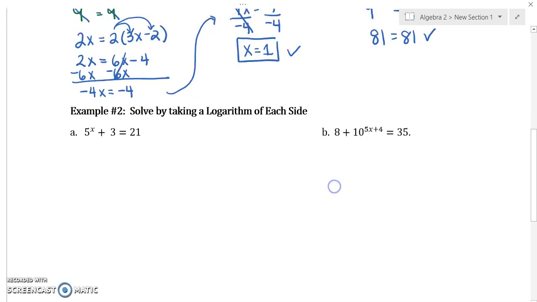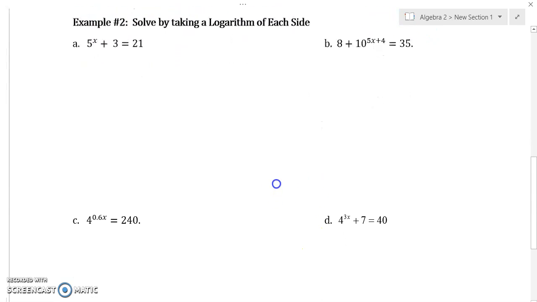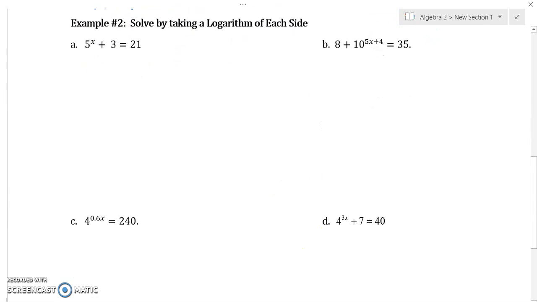All right, let's look at example 2. It says solve by taking a logarithm of each side. So what we're going to do is try to get, in all of them, the base with the exponent alone. Oh, C is already ready to go. And D, we're going to get those alone.